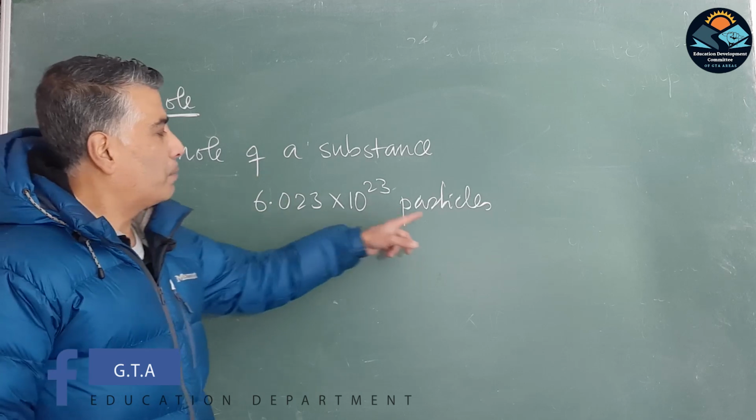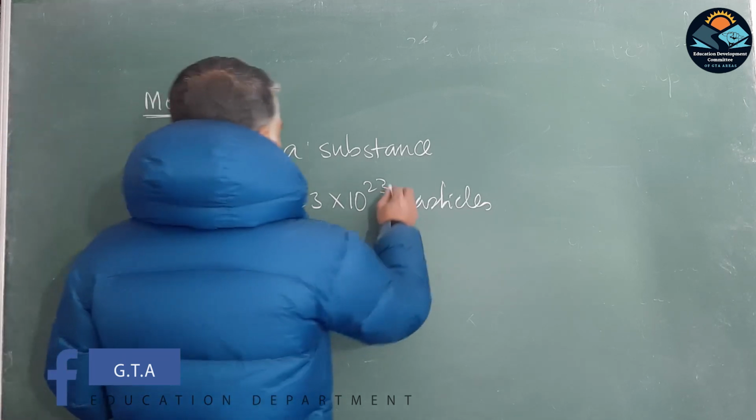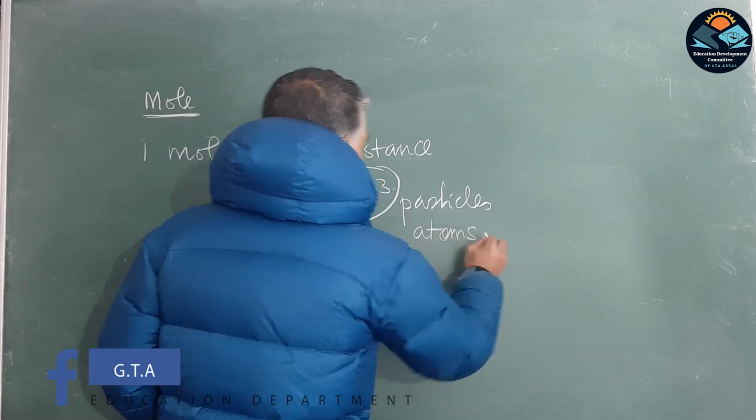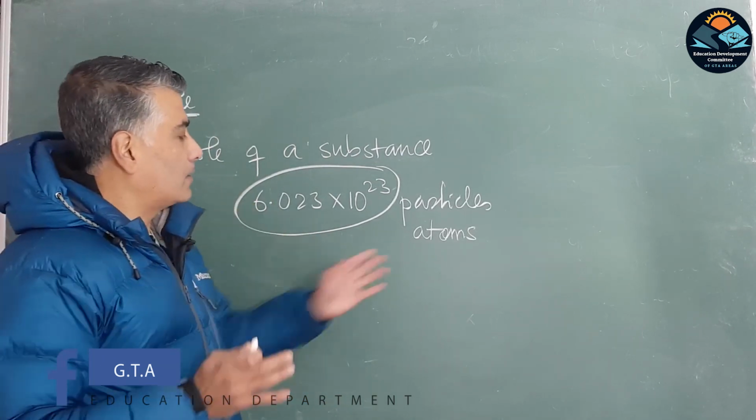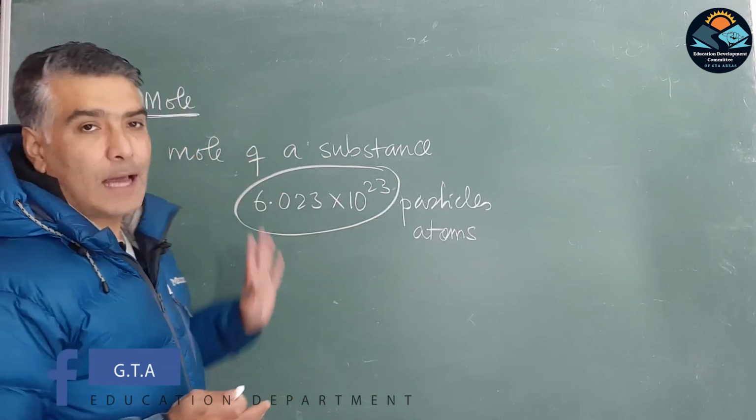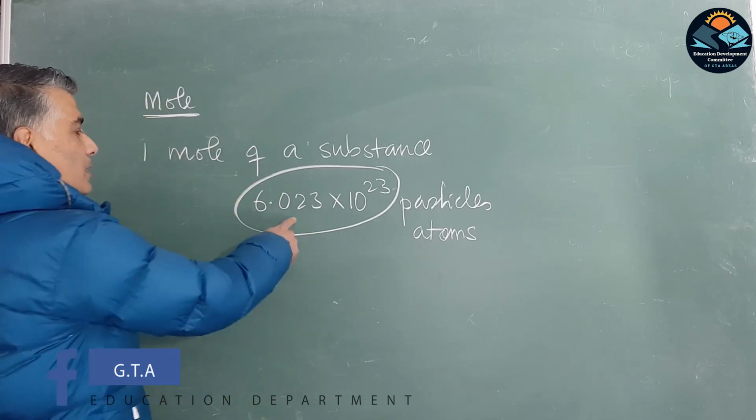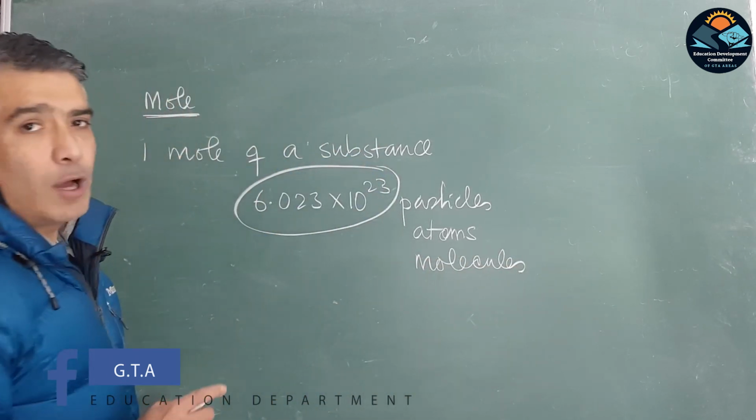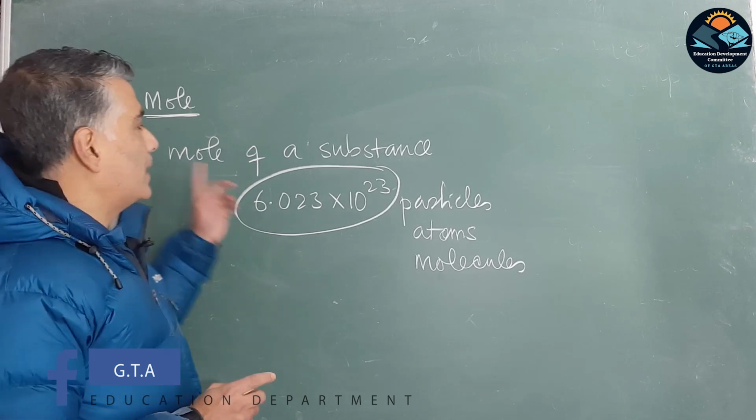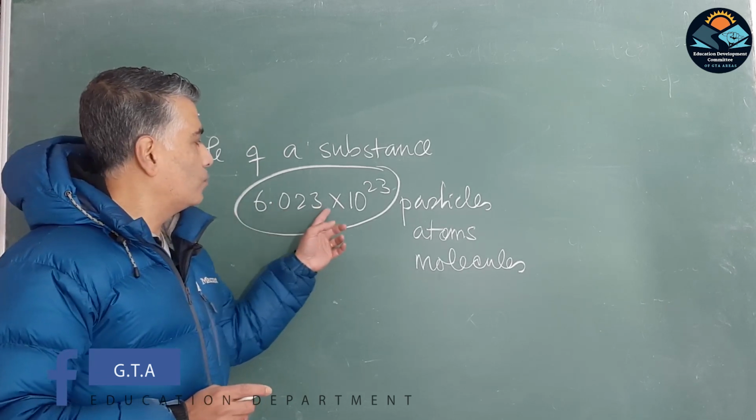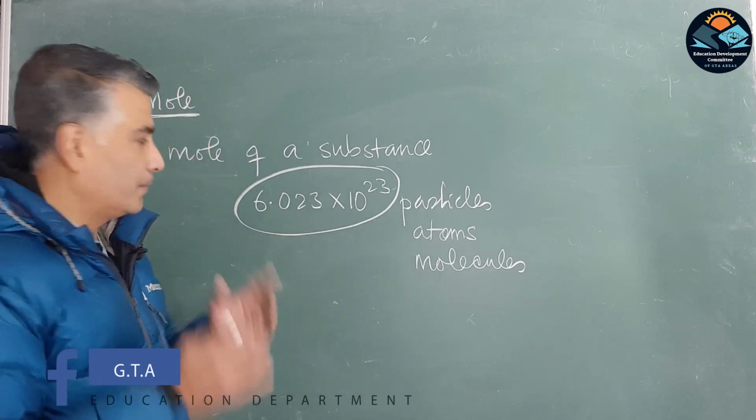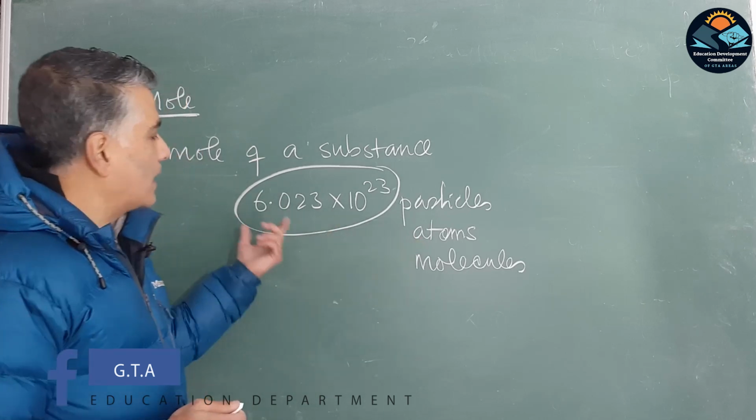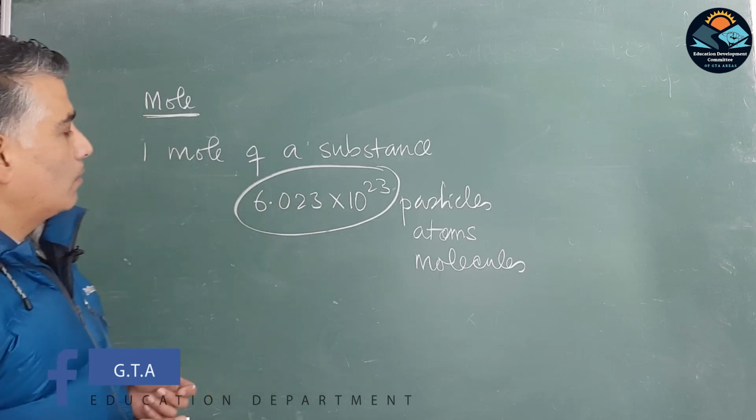If you have these many particles, what is the meaning of particles? If you have these many, let's say, atoms, then together the amount of that mass of these many atoms together is called 1 mole atom. Similarly, if you have these many molecules, then we call that 1 mole molecule. So in order to have 1 mole of any substance, you've got to have 6.023 into 10 to the power 23 particles together. If you have these many electrons, we call 1 mole electron. If you have these many atoms, 1 mole atom. These many molecules, 1 mole molecule.